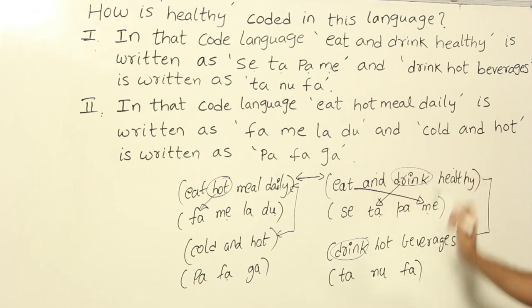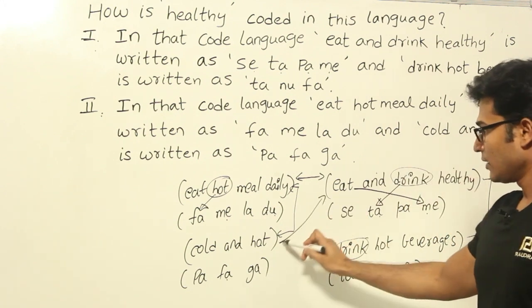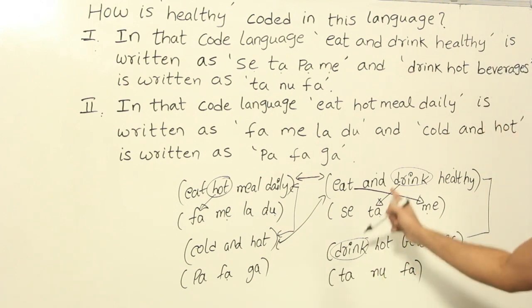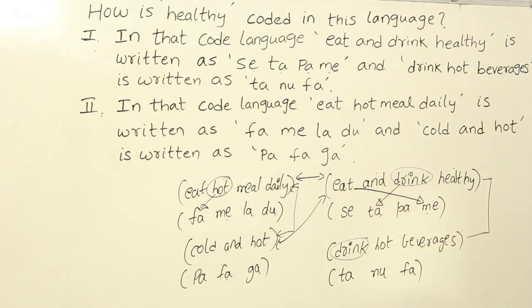Now we have 2 words remaining. Now let me see if I combine these two, if I get anything in common, right? Now if you see this, definitely and is in common, right? And is here and is there, right? That is the only thing which is in common.